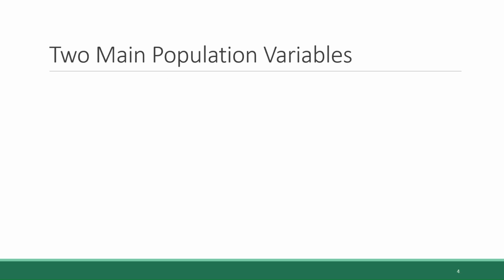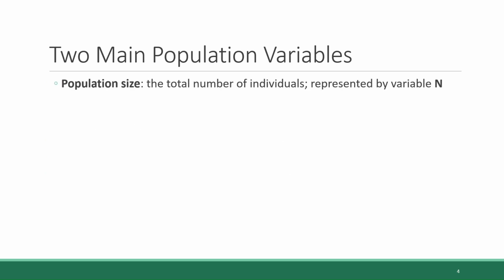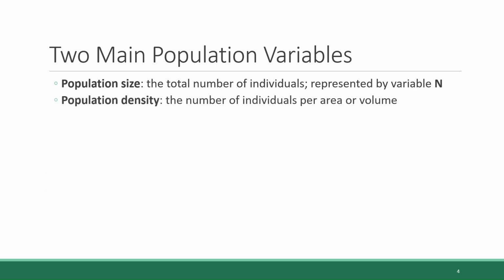The two main variables to determine when assessing a population are its size and its density. Population size is self explanatory, it's the total number of individuals. And when modeling the growth of a population with a mathematical equation, as we will see in just a few moments, the size is represented by the variable n. The second variable is population density. Population density describes the number of individuals per unit area or volume. In other words, how closely packed a population is.